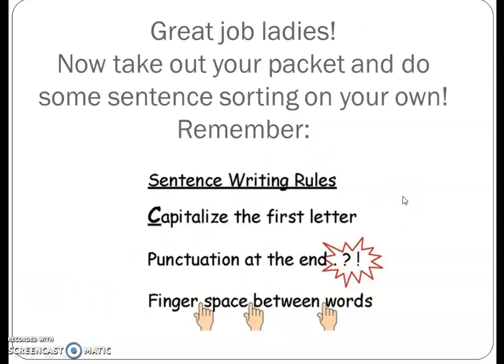Great job, ladies. Now take out your packet and do some sentence sorting on your own. Remember those rules. Capital letter is the first letter in your sentence. Punctuation mark at the end. Finger spaces between your words as you're writing. Read the sentence over. Does it make sense? And write it neatly so you can read it.